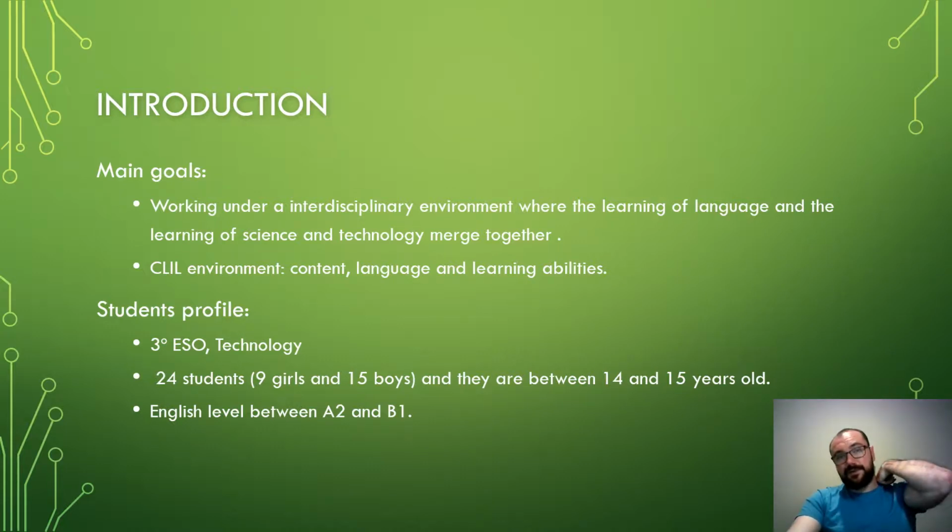This unit is planned for third grade of ESO in a technology class in a public secondary school in Lleida, and there are 24 students in the classroom, 9 girls and 15 boys, and they are between 14 and 15 years old. The level of English of the students is between A2 and B1.